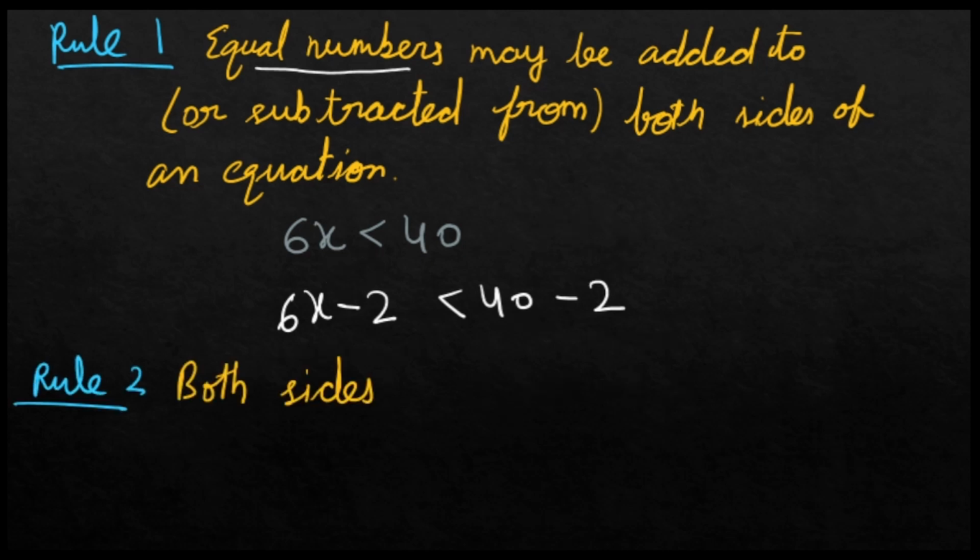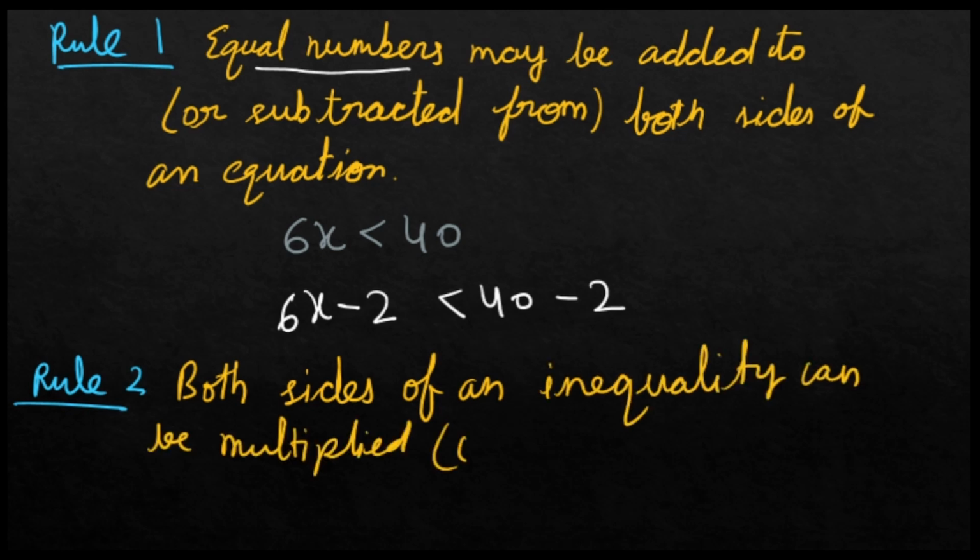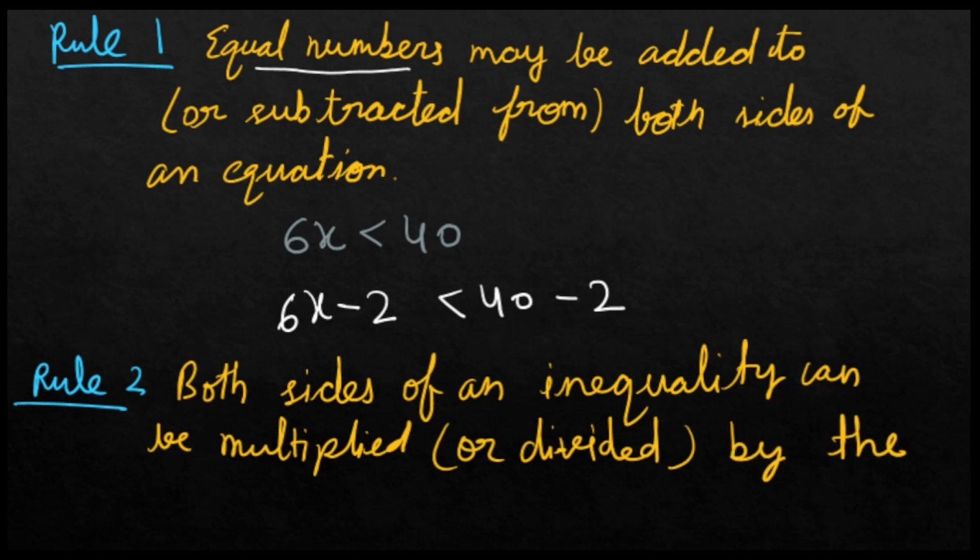Rule 2. Both sides of an inequality can be multiplied or divided by the same positive number.